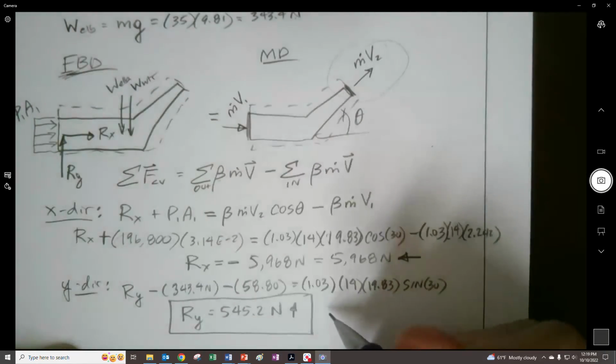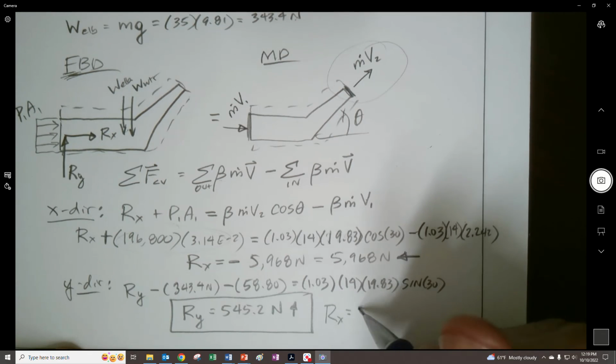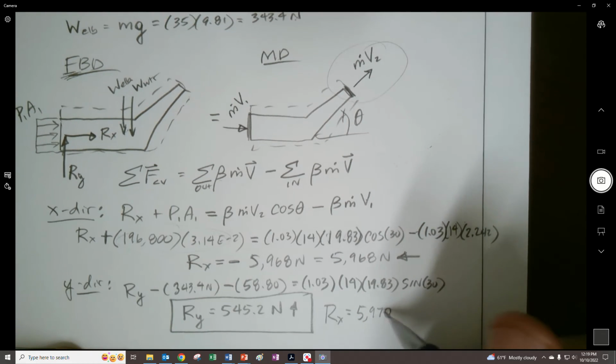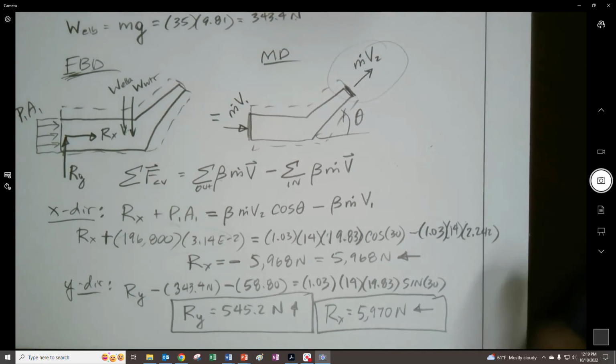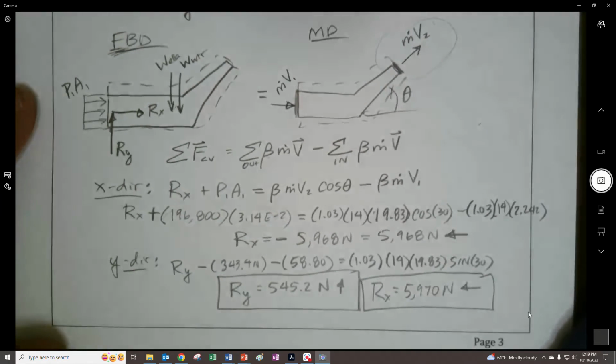So I'll rewrite out the other one. Rx is going to be 5,970 newtons to the left. So that is example problem 1. And it's a pretty standard, pretty basic thing. We'll do some more videos. See you soon.